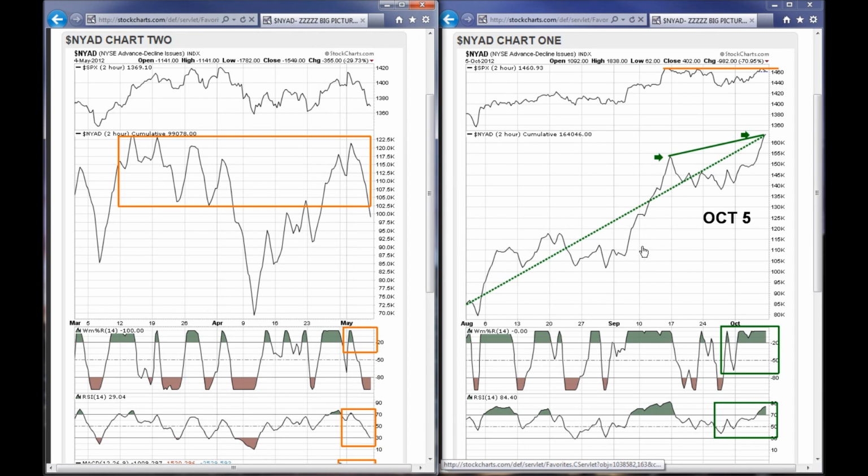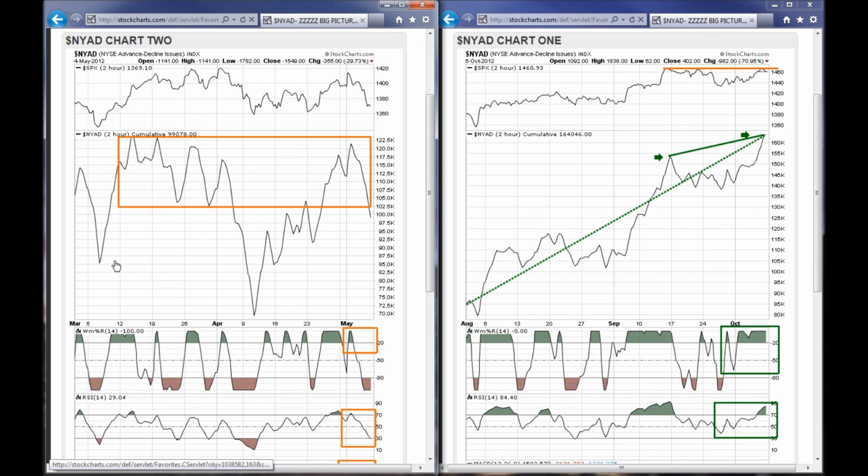On Friday, on the 2-hour chart, the advanced decline line made another clear higher high relative to this high. You can even argue this is the S&P 500. It's going sideways here. This is actually a bullish divergence. Breadth is making a clear higher high while the market went sideways. This looks good. This doesn't look so good.